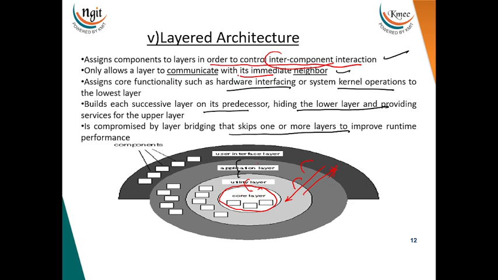Assign functions such as hardware interfacing and kernel operation at the lowest layer. Build each successor layer upon its preceding one. I build this one, then the utility layer, then the application layer, then the user layer. The lower layer provides the service to the upper layer. This layer provides the service to this layer, and this layer provides the service to this layer. Correct? Component layer bridging skips, as runtime performance is more important. Correct? This is layered architecture.